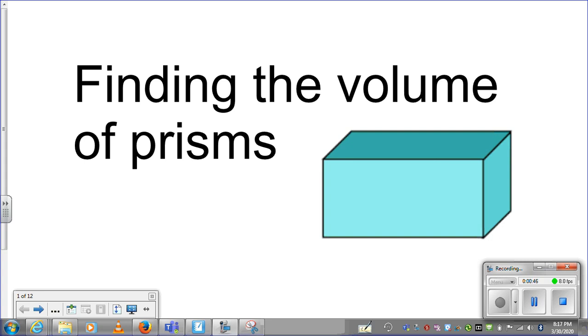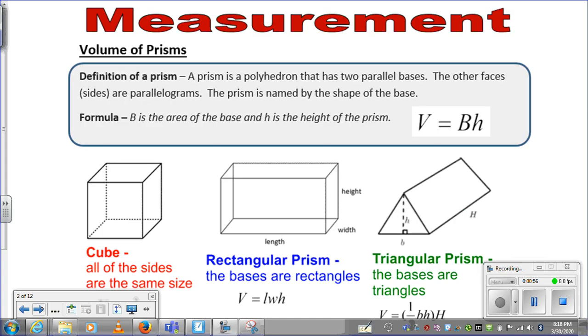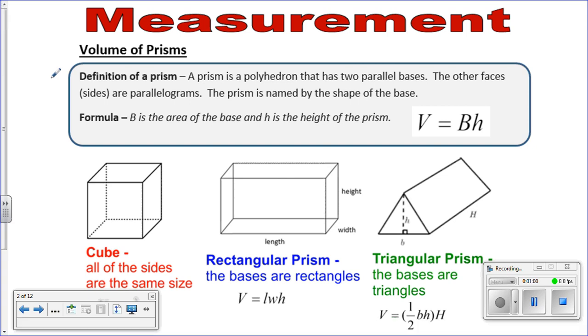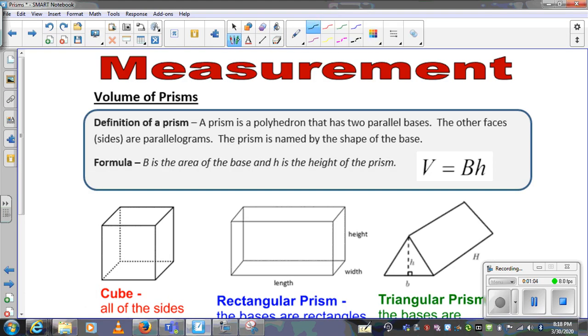So we're starting our new unit, and our new unit is measurement, and we're going to focus on volume of prisms. Volume is what you do when you're filling something. So let's talk about what a prism is. A prism, by definition, and here is our definition right here, is a polyhedron with two parallel bases.